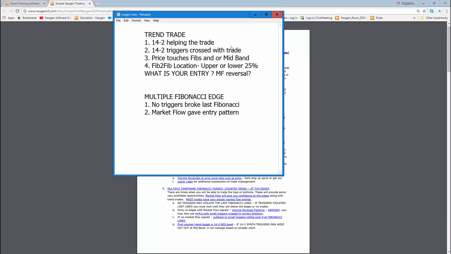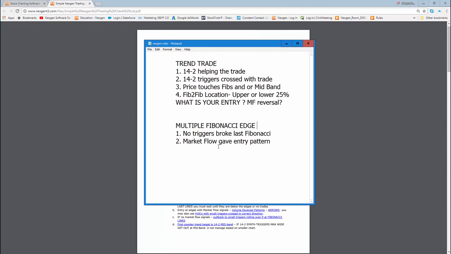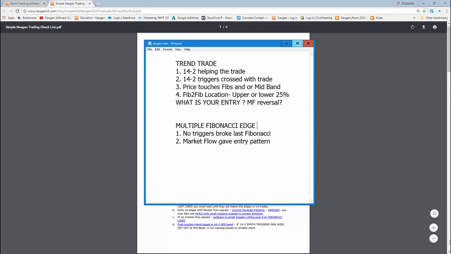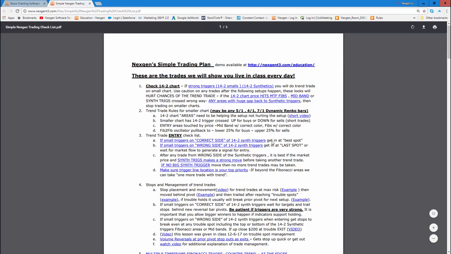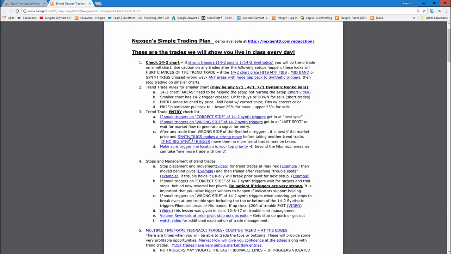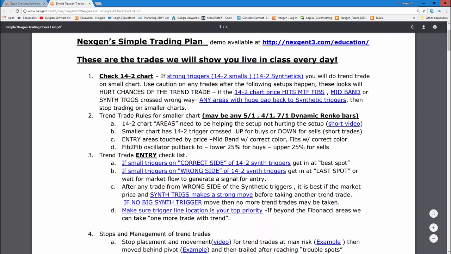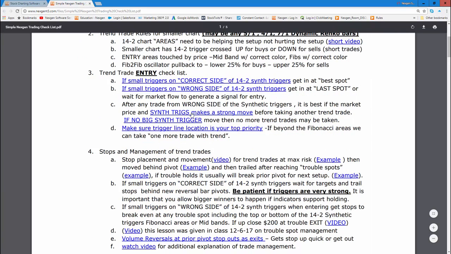So again, this is a summarized version that we use during our class to just copy and paste on the chart and see where the rules are met. A couple of key things that we went through today on our trend trades. Number one, after you do a trend trade, the first trend trade is pretty easy to see. Everything lines up nice and easy.